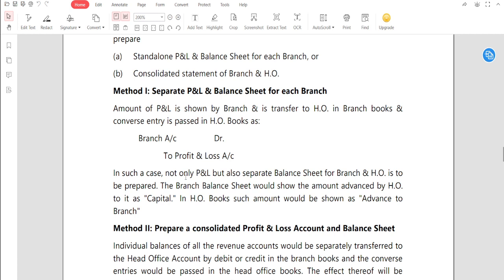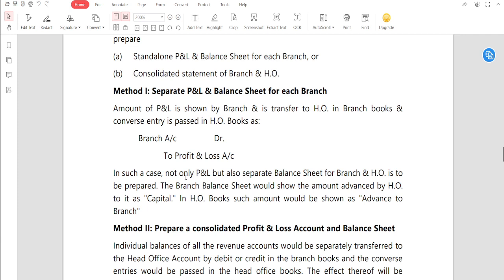Okay. So if we discuss a little bit of method 1, see what is written here: amount of P&L is shown by the branch and is transferred to HO in branch books, and a converse entry is passed in HO books as follows. So it means when the P&L is shown by the branch and transferred to HO in the branch books, then we need to make the converse entry in the HO books. So branch account debit to P&L account when we are going to transfer it. In such a case, not only P&L but also a separate balance sheet for branch and HO is to be prepared. The branch balance sheet would show the amount advanced by HO to it as capital. In HO books, such amount would be shown as an advance to branch.